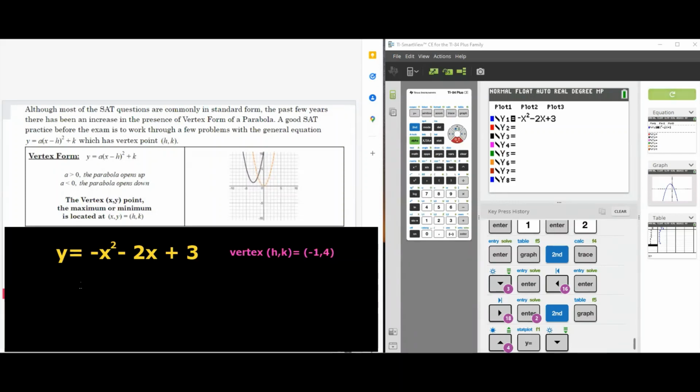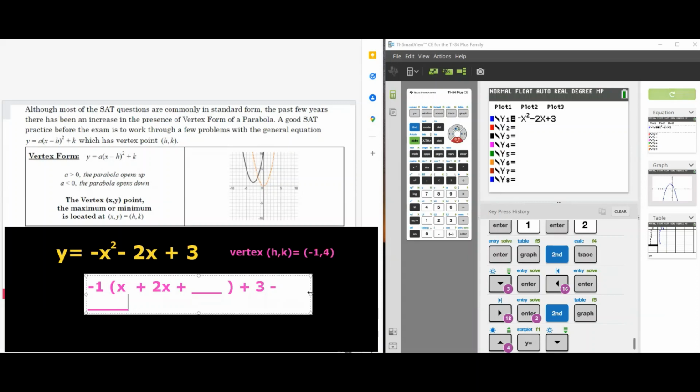Okay, so to complete this square, we'll factor out -1, and we'll write this as x squared plus 2x plus some mystery amount plus 3. And then to keep balance on the right side, we'll then subtract that same amount. Okay, this is the proper method for completing the square.